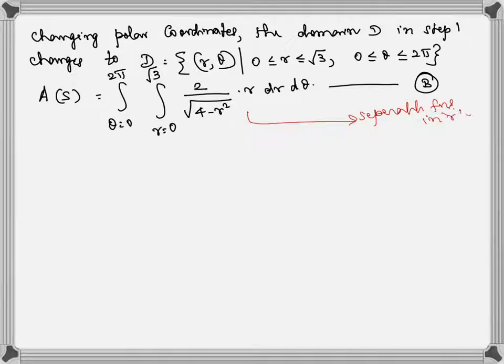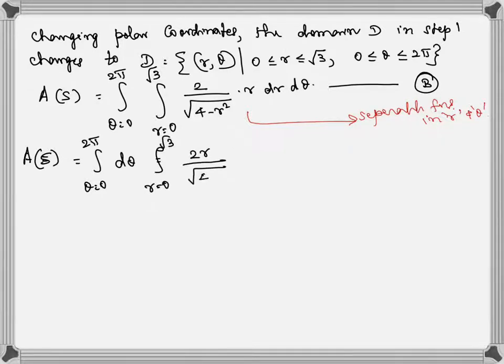Obviously these two variables are separate here because both of them have finite limits. So we can write this integral, one for theta, one for r. So it's A of S equal to integral theta running from 0 to 2 pi d theta, then times integral r varying from 0 to square root of 3, 2r over square root of 4 minus r squared dr. The first integral value is just 2 pi. We'll call the second integral I1, and then we'll evaluate I1 and come back to the step and substitute. We'll call it step C.